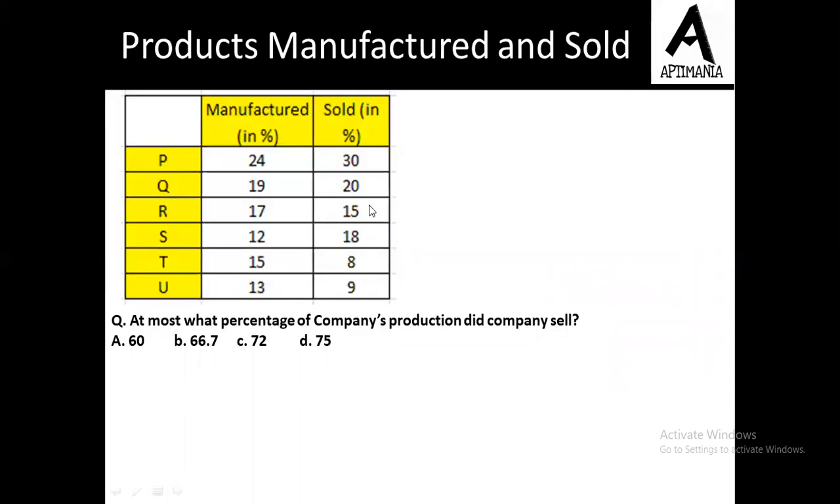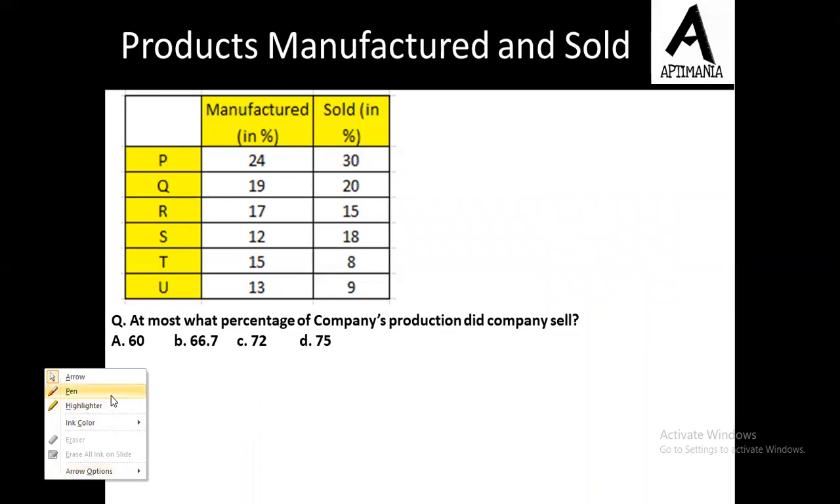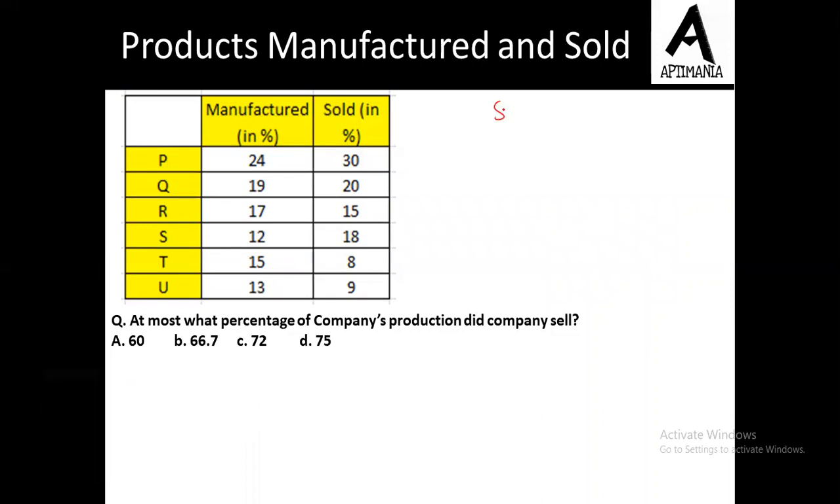The concept is that the number of units sold can never be greater than the number of units manufactured. It should always be less than or at max equal to the number of units manufactured. Fine. So suppose the company manufactured a total of X units and sold a total of Y units.